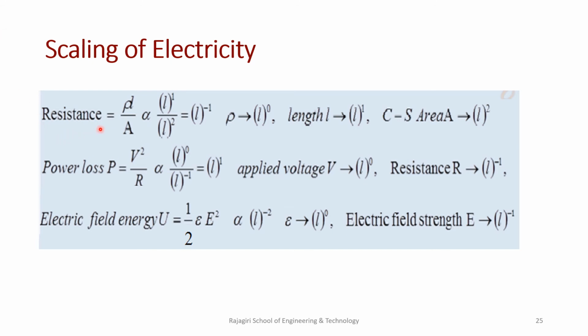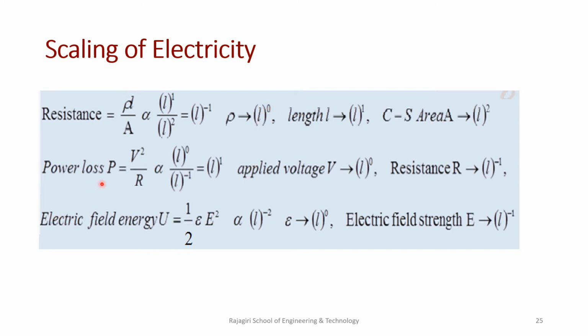The first one, resistance, R is equal to rho into L by A. So each of these parameters are scaled against the linear dimension. L will be proportional to L raised to 1, whereas the area A is proportional to L square. So in total, the resistance will be proportional to L raised to minus 1. Here, the resistivity rho is not proportional to the linear dimension, so it is taken as L raised to 0.